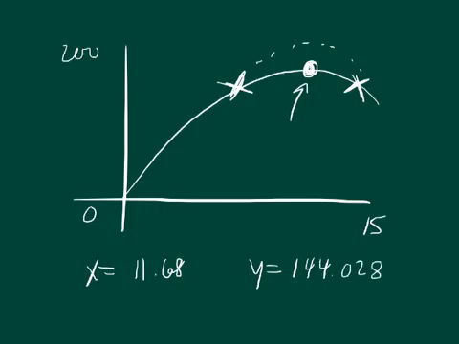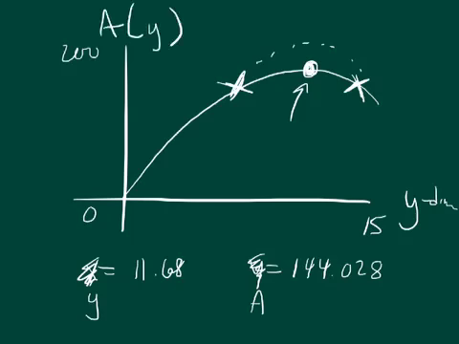Now, this says x and y because you're using the Cartesian axis. But in the problem we did a minute ago, this value 11.68 was actually the y dimension in the diagram, and this was really the area. Because what we're plotting right now is the area as a function of the y dimension. That's what we looked at for the last example. So this is another way of checking your answer.